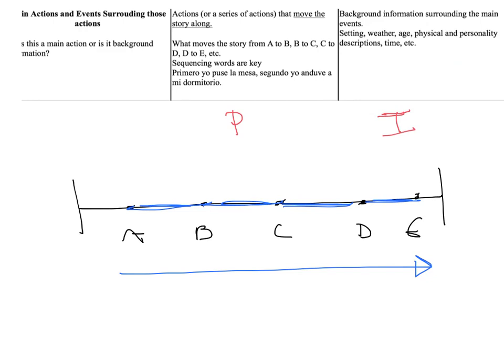Primero yo puse la mesa, segundo yo anduve a mi dormitorio. First I set the table and I walked to my room. First I did this, then I did this. I'm narrating a series of actions that are moving the story along.